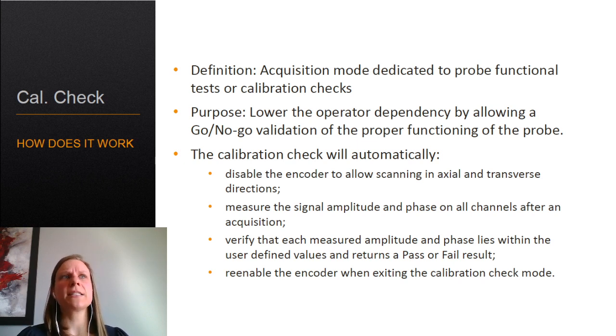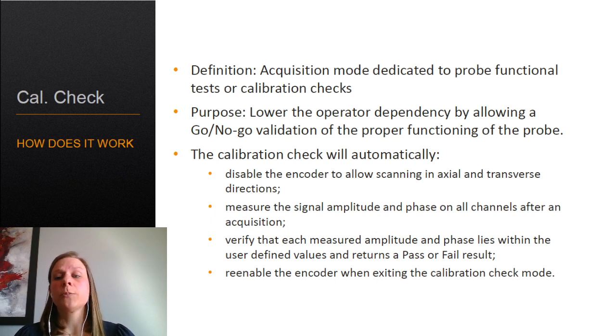So to summarize, the CalCheck is an acquisition mode dedicated to probe functional test or calibration test. So if you don't have a reference sample, you can just make sure that all the sensors are alive and fairly uniform. If you were able to perform a calibration and you just want to make sure that it was correctly applied, then you also have the capability to do it. It was meant to lower the operator dependency. So it's sort of a go, no go. The software will look at the amplitude and phase value and make sure that they fit within the range that you defined in the menus.